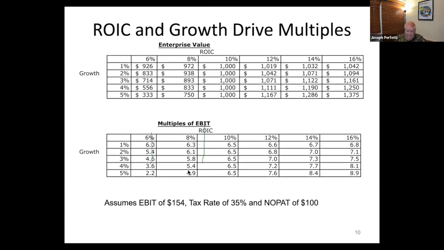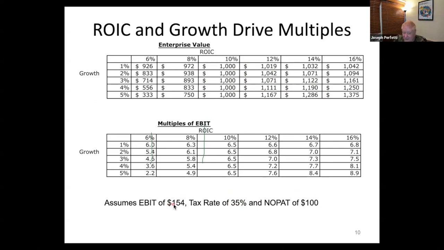All right, here's how multiples are created. I take the table that we built on the last slide and put it at the top of this slide. This is the table from the previous slide. Now I'm going to say, if we had 100 NOPAT at a 35% tax rate, that's 154 of EBIT. So 154 of EBIT at 35% is 100 of NOPAT. If I know my NOPAT and tax rate, I can work backwards to an EBIT.